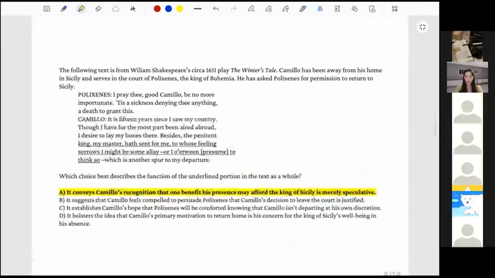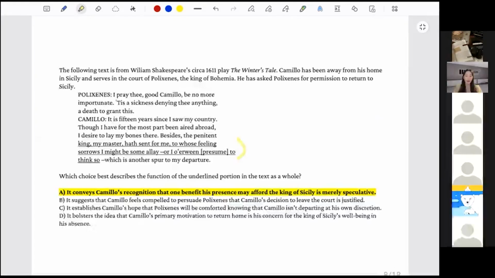So returning to the answer choices, we can tell immediately that the right answer is A. He hopes that he might offer some comfort or relief to the king's deep grief. And the function of the underlined portion, right after he says that he might comfort the king, Camillo immediately qualifies his statement by adding, or I presume to think so. And by using the word presume, Camillo is acknowledging that he might be overestimating his own importance or impact. So in other words, the idea that his presence will actually help comfort the king is speculative.